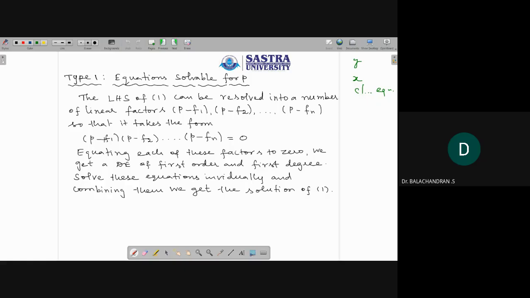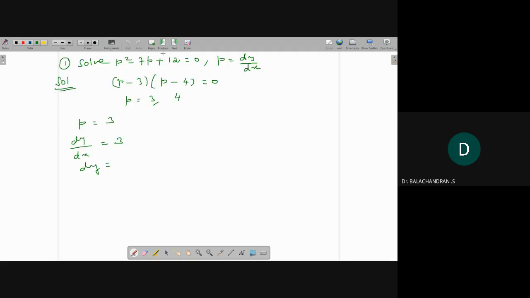You should first write it into linear factors, equating each of these factors to 0. We get a differential equation of first order and first degree. Solve this equation individually and combining them, we get the solution of one. Okay, so that part I will tell you. Yeah, up to this, you are correct.